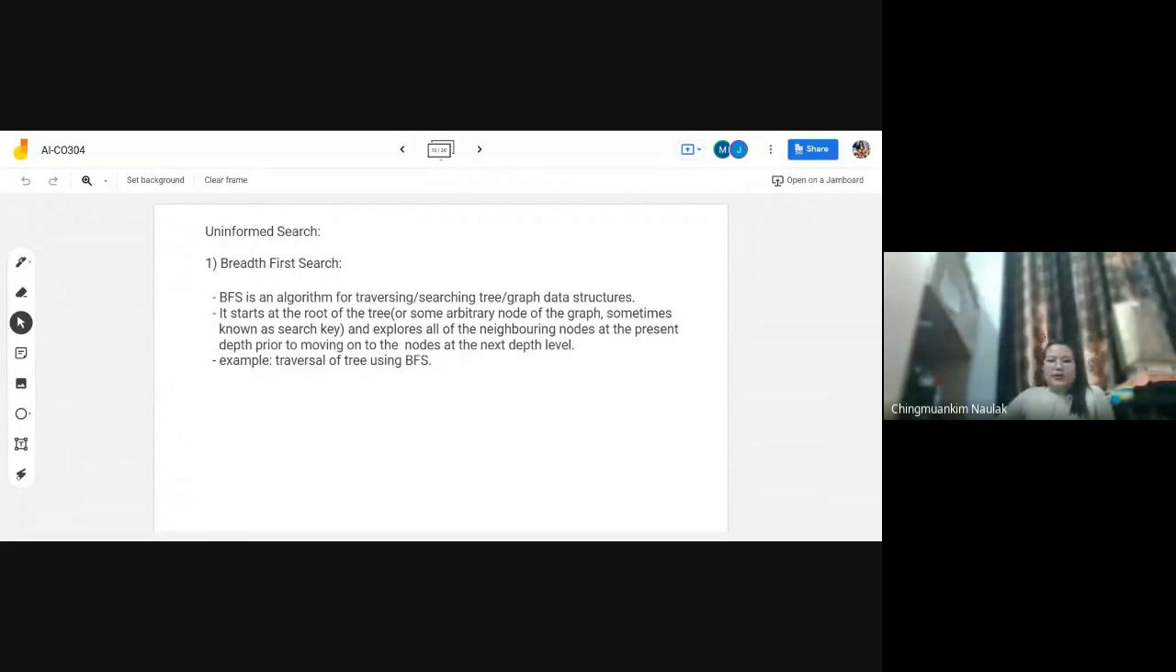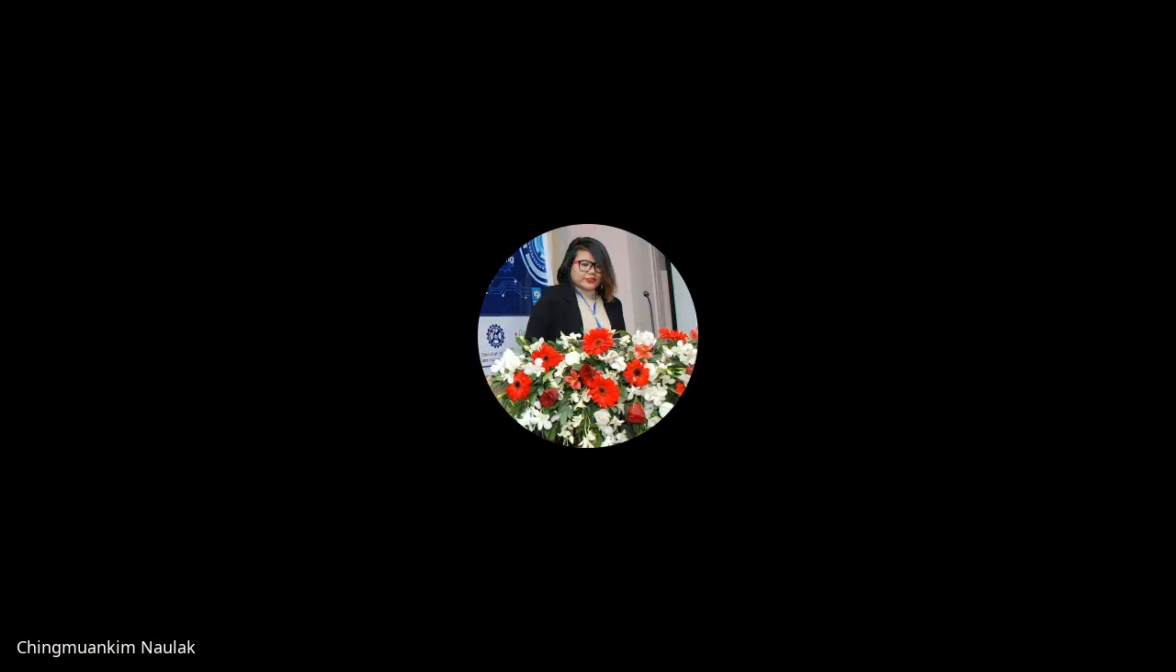How do you do it? You first start at the root of the tree, or it can be any arbitrary node of the graph. Once you have initiated the root, you explore the neighboring nodes of that particular node. You explore all the neighboring nodes at the present depth. Let's see what BFS search is.